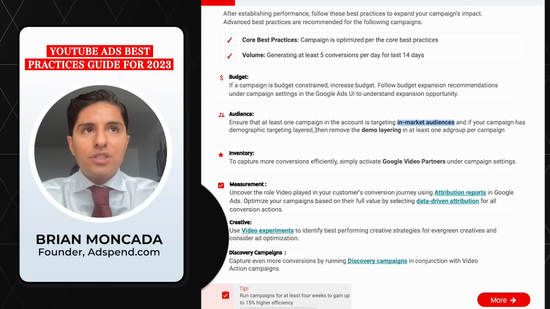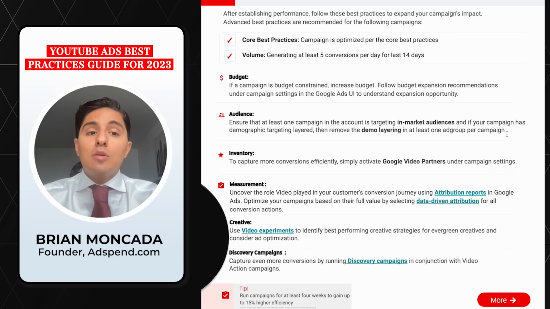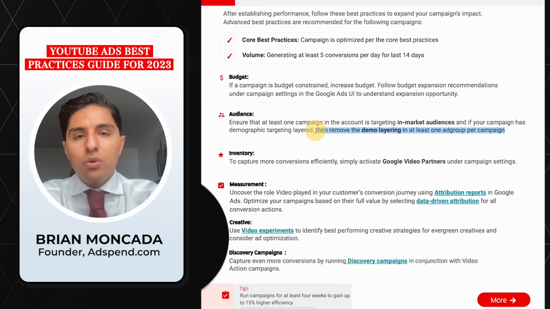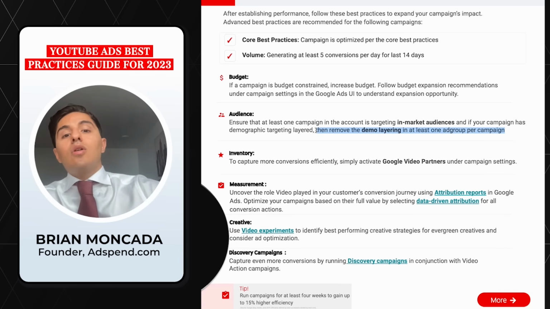If, for example, you're selling how to get chicks for 18 to 24-year-olds, you're not really going to run that to men who are 60 plus that are probably married, right? So you're probably going to have demographic targeting layered. But it's saying then remove demo layering in at least one ad group per campaign. I'm assuming this is just because Google Ads wants us to only go after, for example, in-market audiences, and then just remove all the demographic.